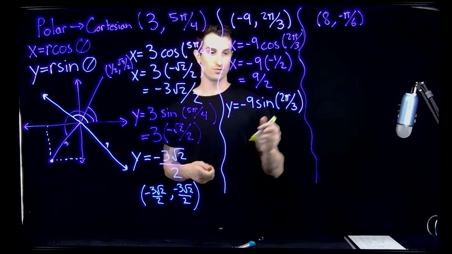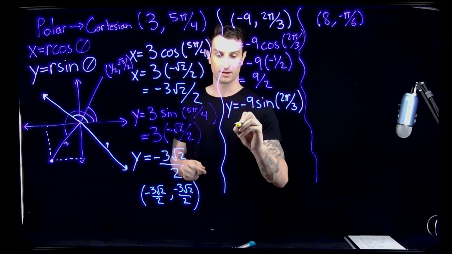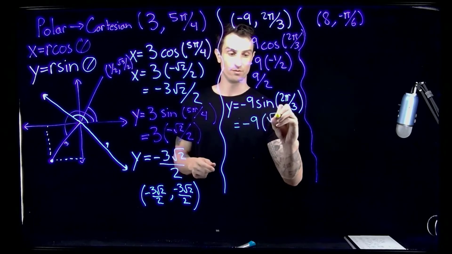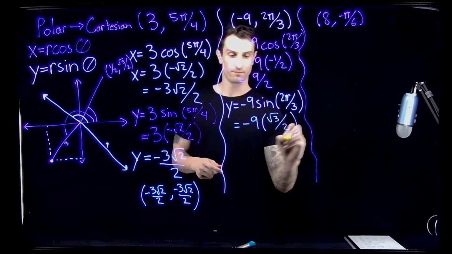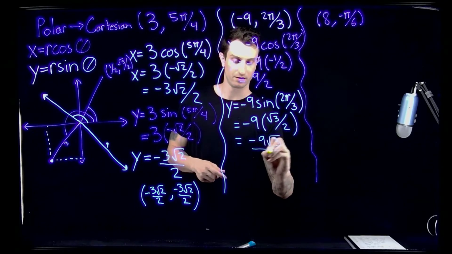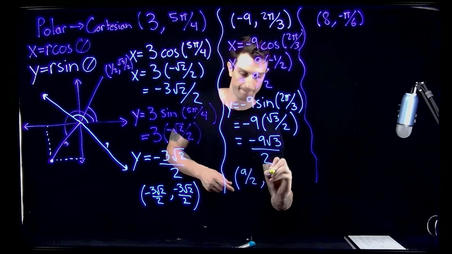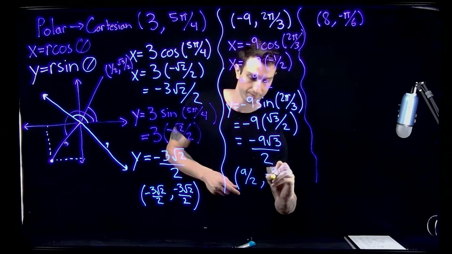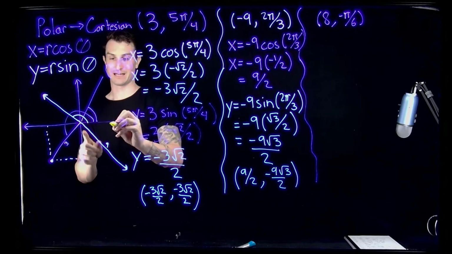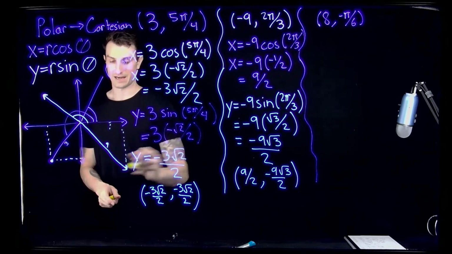Okay, let's go ahead and do this one. Sine of 2 pi over 3, I already wrote it out for us. So we have negative 9 times rad 3 over 2. We simplify, which is not much, and we have our x and y coordinate. And that should make sense because the x here is positive, and we have a negative y.